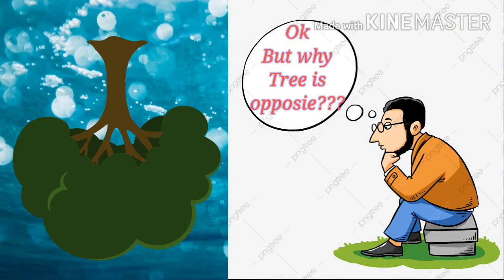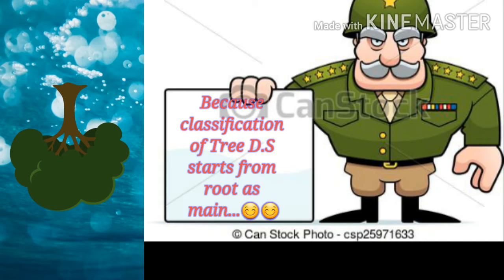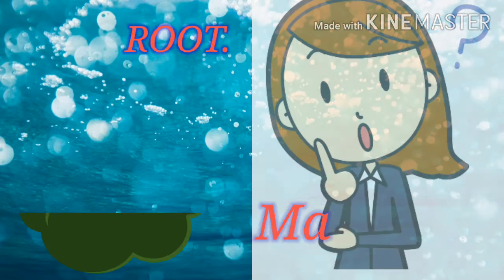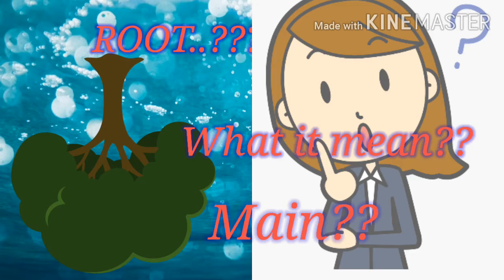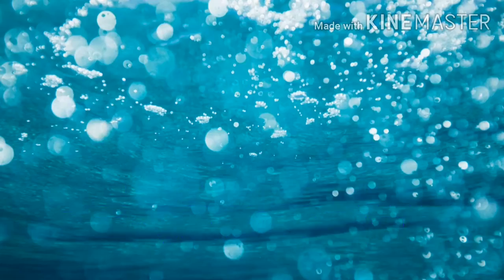Okay, but why is the tree opposite? Because classification of tree data structure starts from root as main. Root. Main. What does it mean? Yes, I am feeling sleepy with what you are saying.